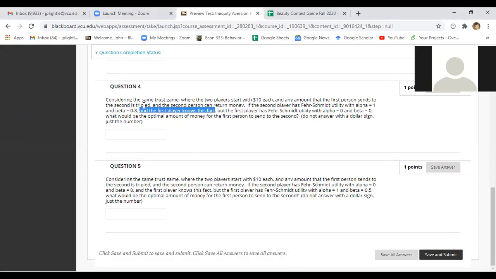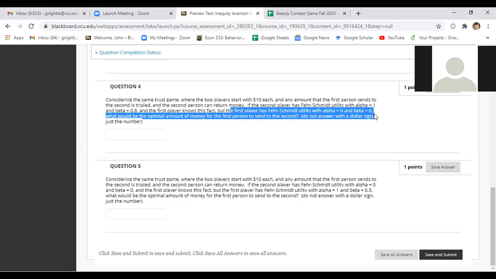In reality, you can't just look at somebody and know what their parameters are. But for the purposes of this question, we're going to say it's as if they can. It's as if they know the person they're playing is going to have an alpha equals 1 and a beta equals 0.8. Now I'm going to tell you what the first player's parameters are.